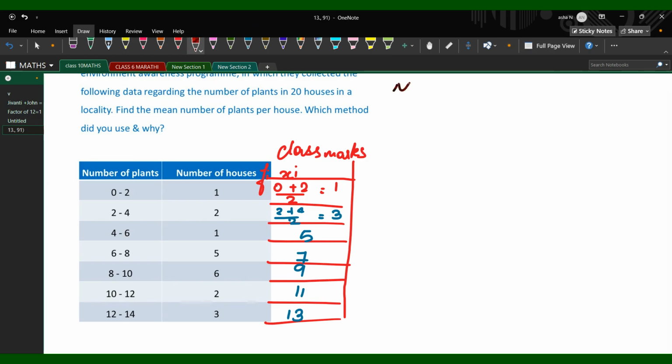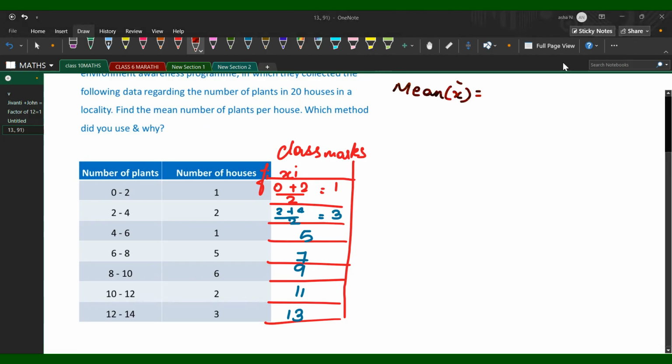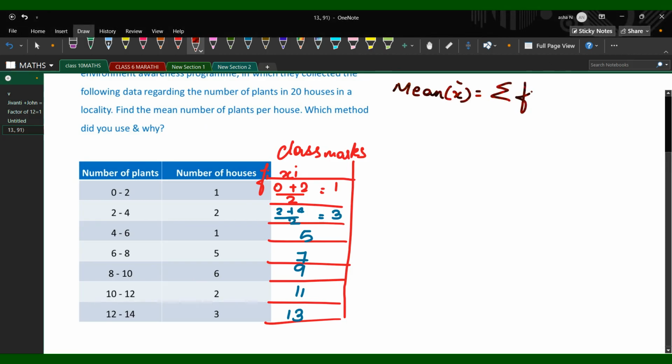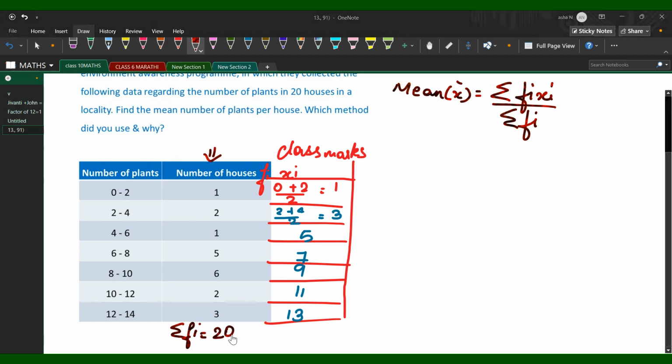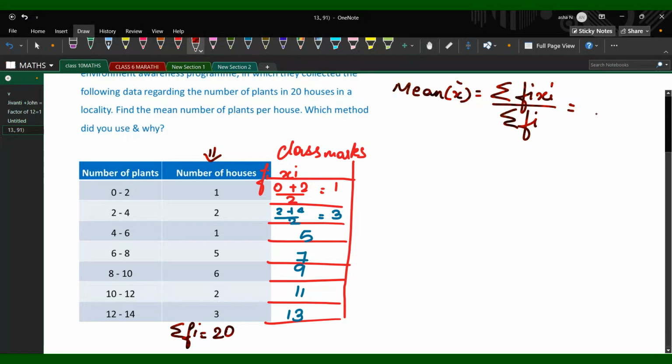What is the formula for mean? Mean of x is equal to sum of fi xi upon sum of fi. So fi we already know, that is the number of houses, but the sum we don't know. Let's make a total also. 1 plus 2 is 3, 3 plus 1 is 4, 4 plus 5 is 9, 9 plus 6 is 15, 16, 17, 18, 19, 20. The sum of fi is 20. The denominator we got, that is 20.